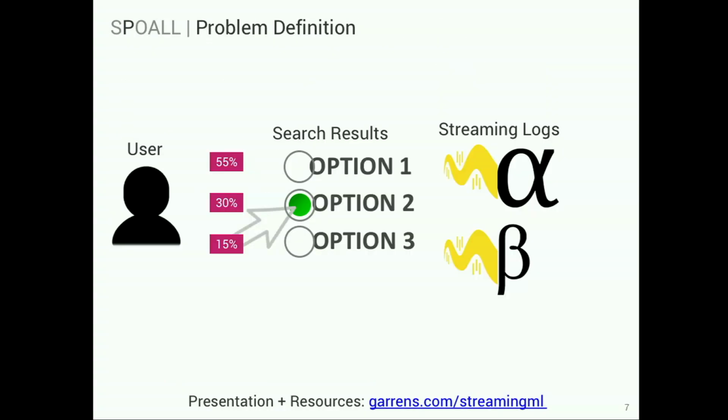So the problem definition. You have a user on a site. They do a search. They get some results back. They choose option 3. We have some logs coming through. I call them alpha and beta. Obviously, as you can tell, it's a little bit proprietary, so I can't give you the details of what all these different elements are. But fundamentally, that's the basic flow: a user, site search, streaming logs. So now we know that that's our base condition that we're working with here.